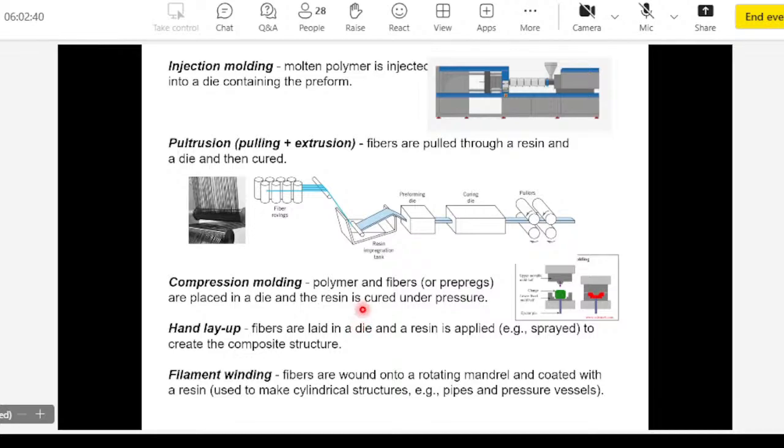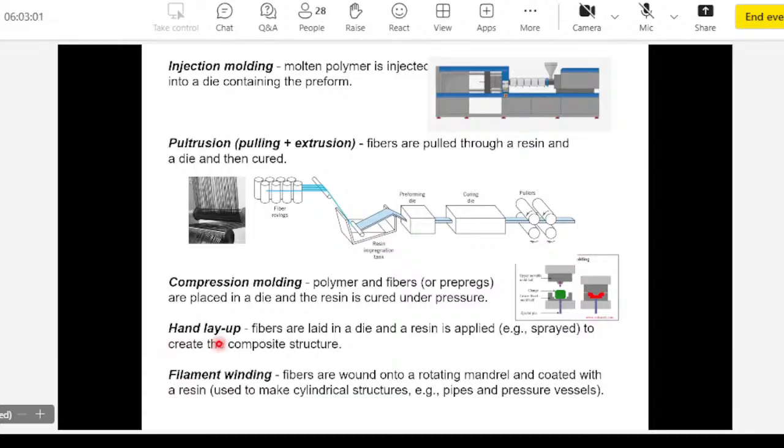Compression molding uses curing of the polymer matrix under high pressure. So the pre-preg, which is basically the laminate or pre-form of the fibers, is placed in a die, and a resin is introduced in the die, and then under high pressure, the resin is cured until it hardens.